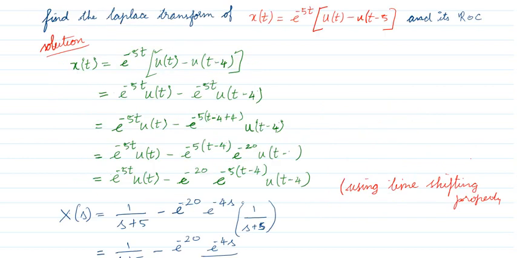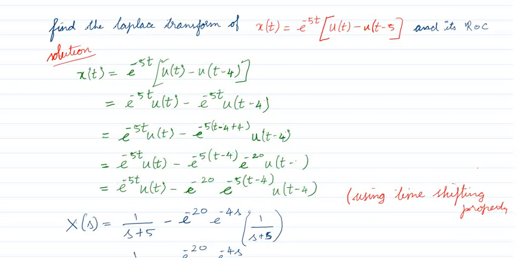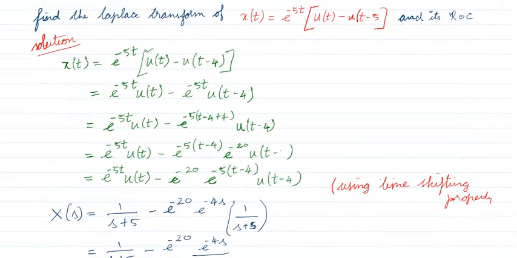Okay, using the time shifting property, we will look at a problem now. Find the Laplace transform of x of t equals e power minus 5t u of t minus 4, and its ROC. First, we have to write the expression in the form of the time shifting property. So I multiply inside, right?